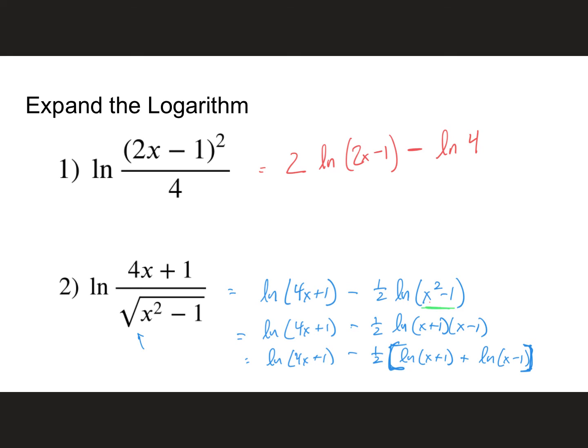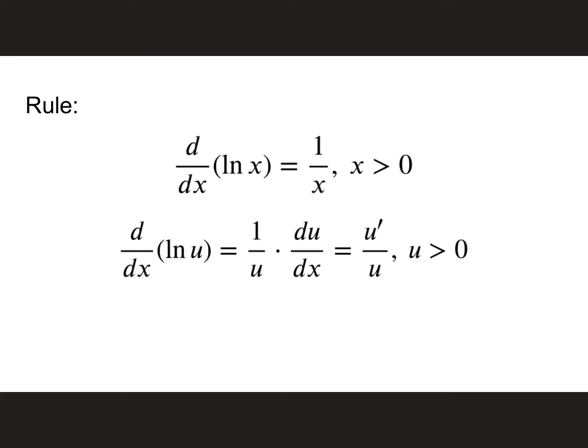This brings me to my rules. The derivative of the natural log of x is equal to 1 over x. Now, we do have this stipulation: x has got to be greater than 0. And the second rule: the derivative of the natural log of u, where u is some function, is equal to 1 over u times du/dx. Or sometimes they write it as u prime over u, where u is greater than 0.